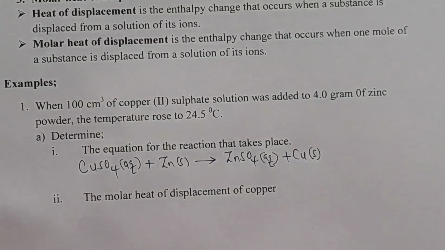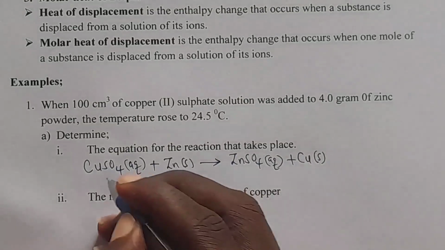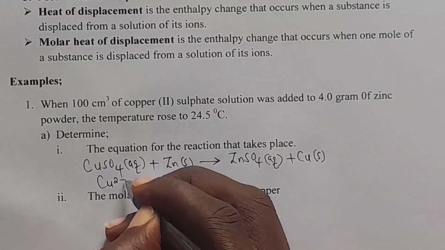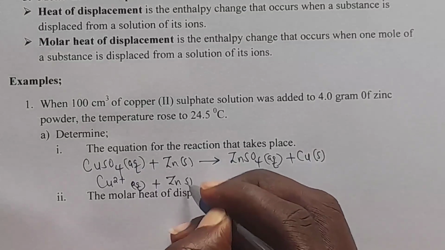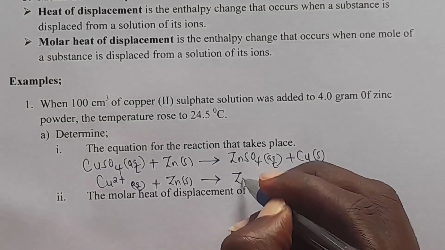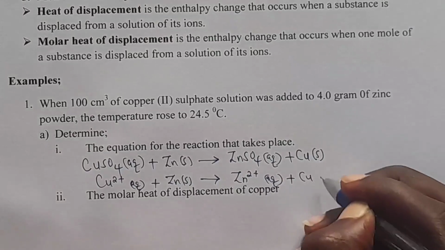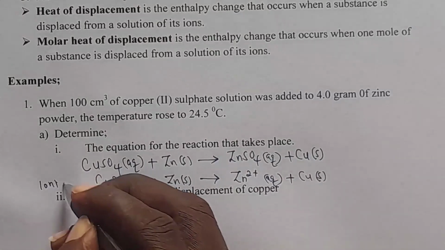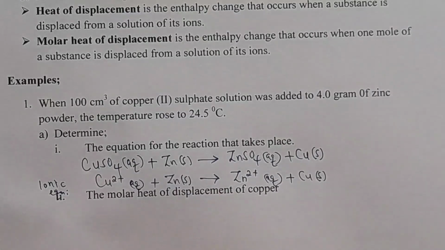In case you are told to write an ionic equation, it is another question, where you are going to remove the spectator ions. So we are going to have copper(II) ions, aqueous, reacting with zinc metal, solid, and we are going to get zinc(II) ions, aqueous, and copper metal, solid. So this is when you are required to write an ionic equation.